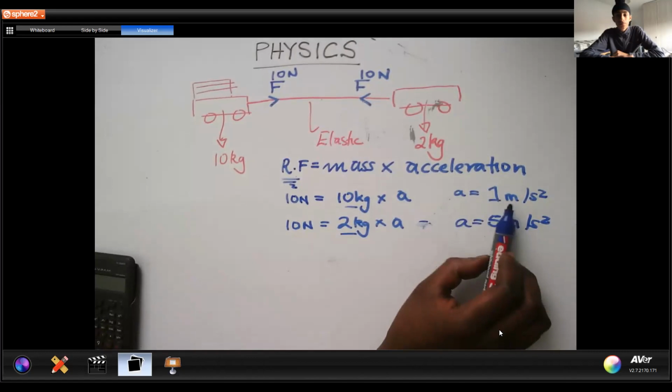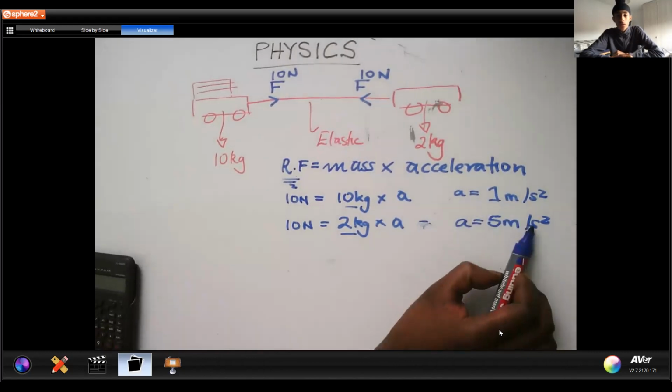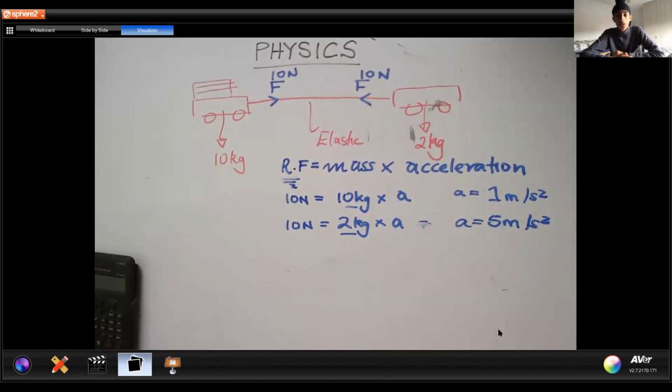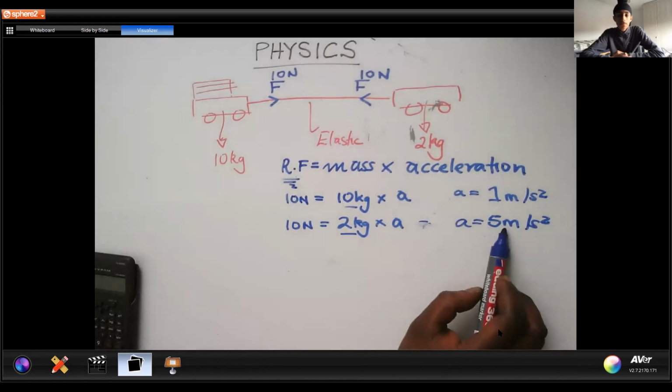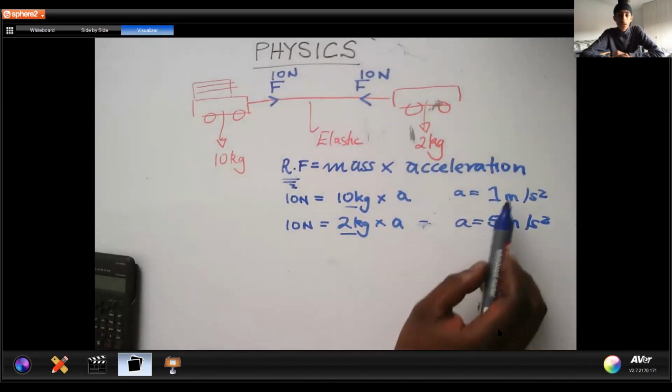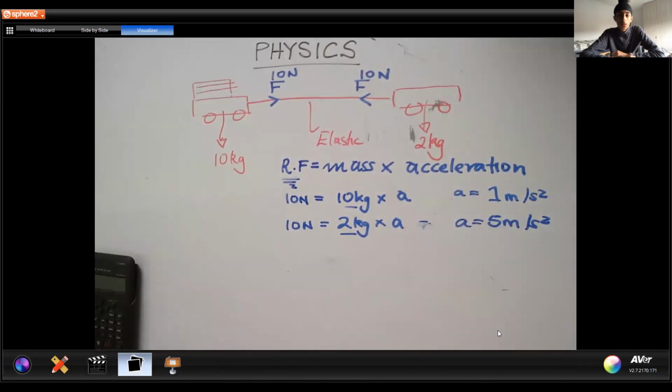It's because its acceleration is far less than the acceleration of the 2 kilogram mass, which is essentially changing its speed by 5 meters per second every second here, whereas this is only changing its speed by 1 meter per second every second. Okay, you're happy with that.